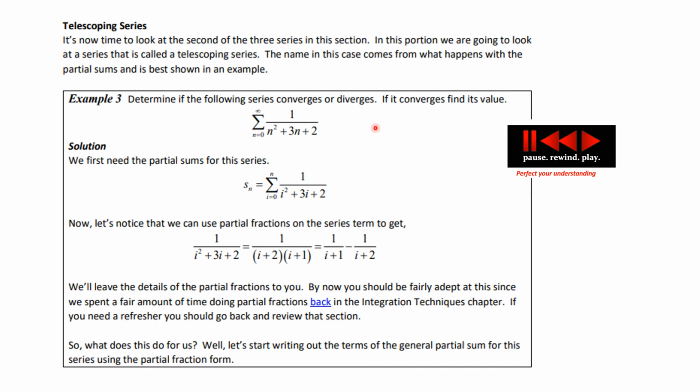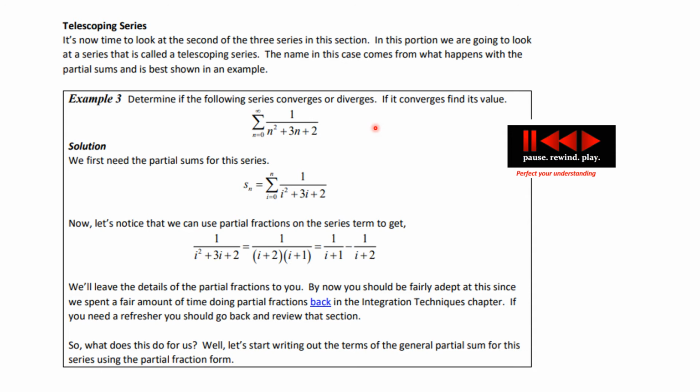Okay, and again, I put this mark here because these are good problems for you to practice. Okay, so here's what the problem says. Determine if the following series converges or diverges. If it converges, find its value. This is the summation from n equals 0 to infinity of 1 over n squared plus 3n plus 2.